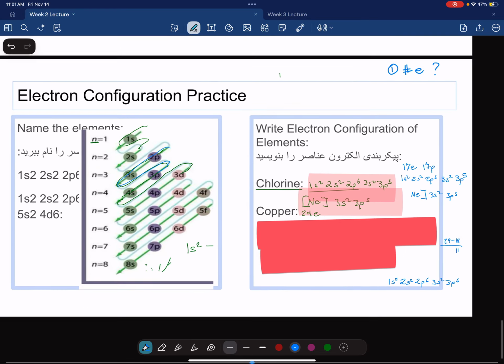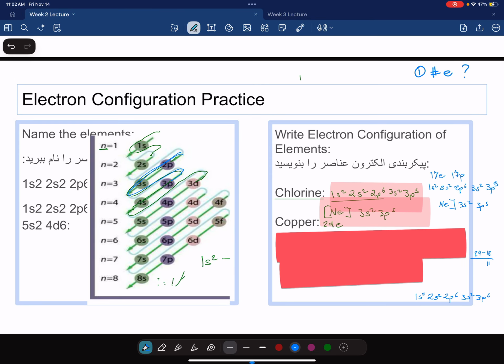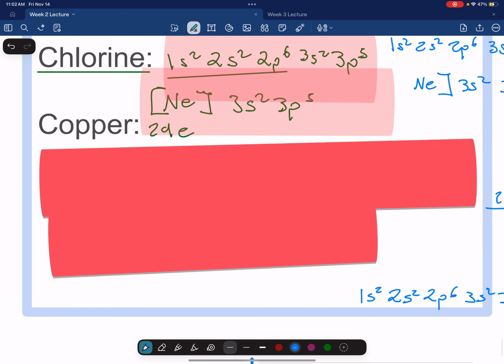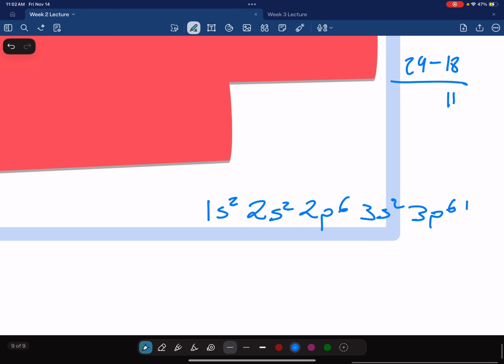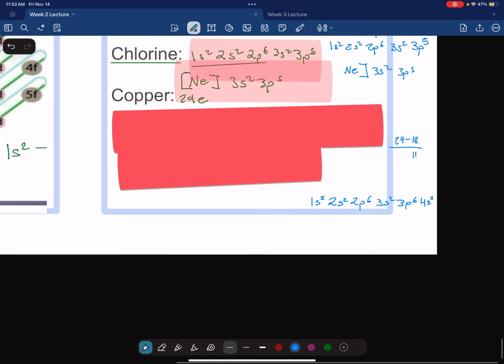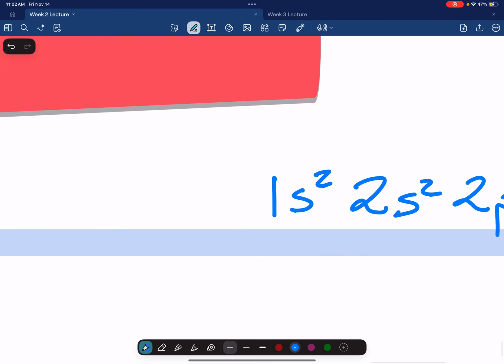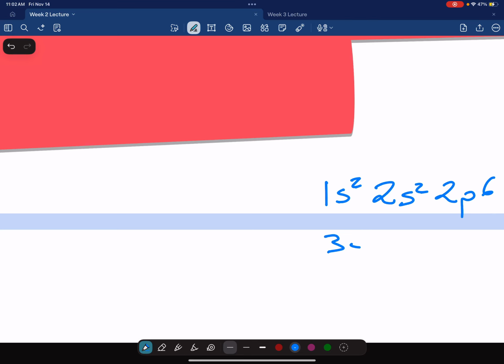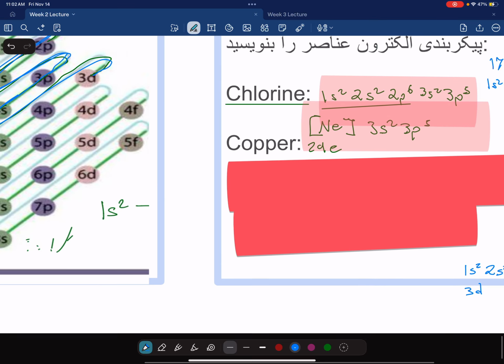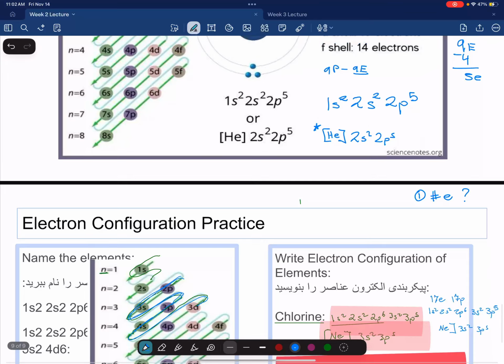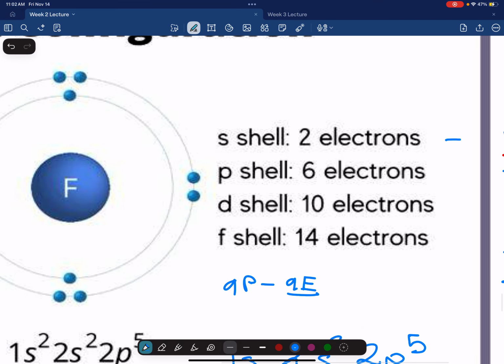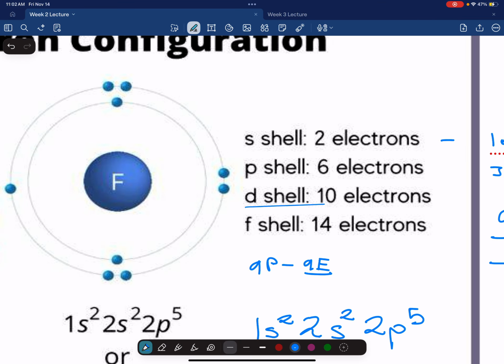So after we do 3p6, following this line, we did 3s, 3p. The next thing is going to be 4s, which, the s electronic shell only holds 2. And then we're going to go ahead and move on to our next one, 3d. So 3d, if we go back to our slide, is going to hold a total of 10 electrons.